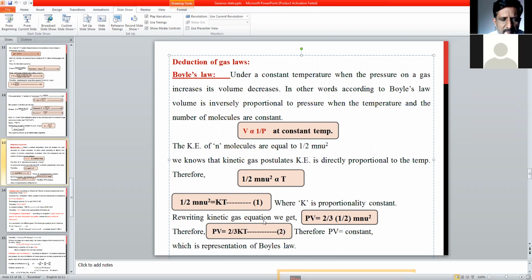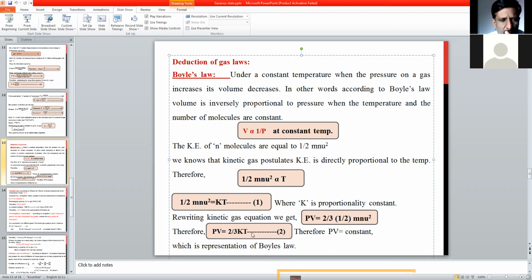Now, if we rewrite the kinetic gas equation, PV is equal to 2 upon 3 of 1/2 mnu square, where u square is the velocity. Here 1/2 mnu square comes from equation number 1. Therefore PV is equal to 2 upon 3 KT. Why am I writing KT? Because 1/2 mnu square is nothing but the value of KT. That is equation number 2.